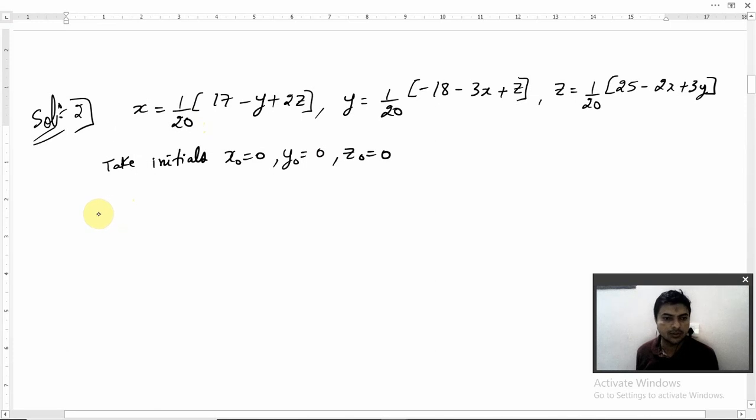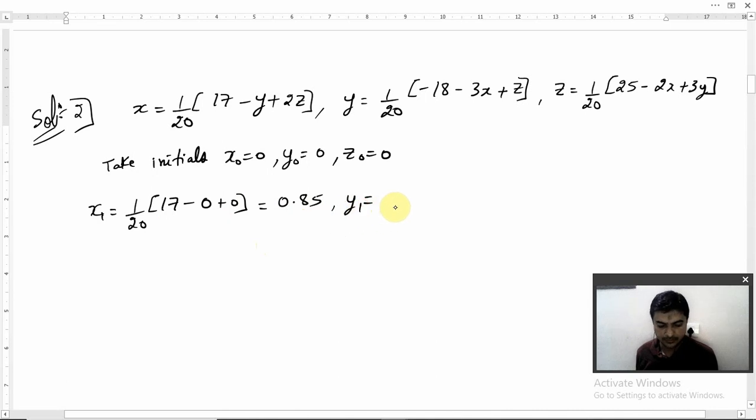So I am going to start with the x value. After choosing x naught, y naught and z naught, I am going to take x1. This is my first iteration. Therefore x1 is 1 upon 20 into 17 minus 0 plus 0. Substitute in the calculator and you are going to get 0.85. Is it clear? So similarly, I am going to take y1.